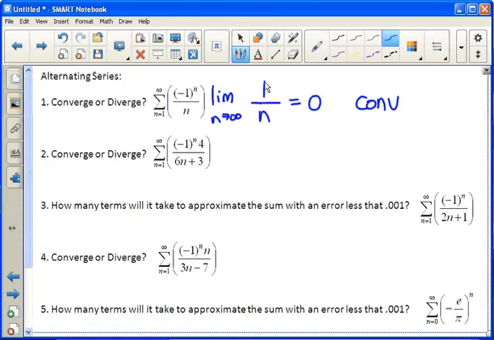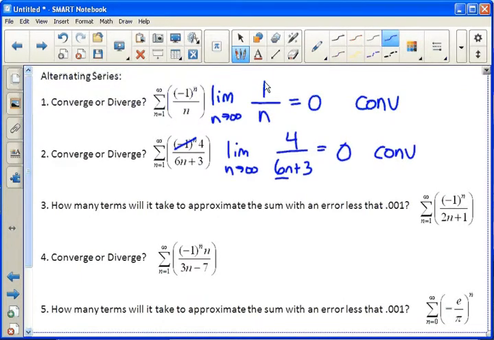Now in number 2, we can just ignore the negative 1 to the n. We can write this then as 4 over 6n plus 3. This one is also going to 0 because the bottom's going to infinity and the top is not. So this one also converges.